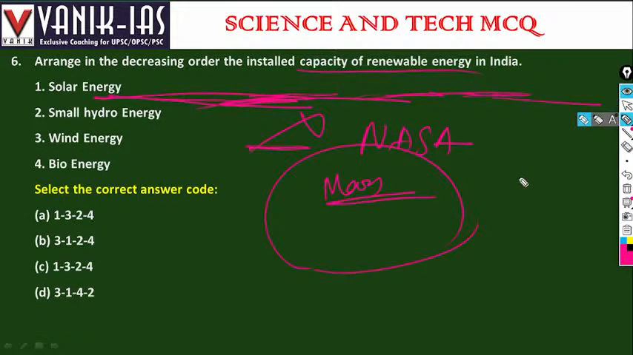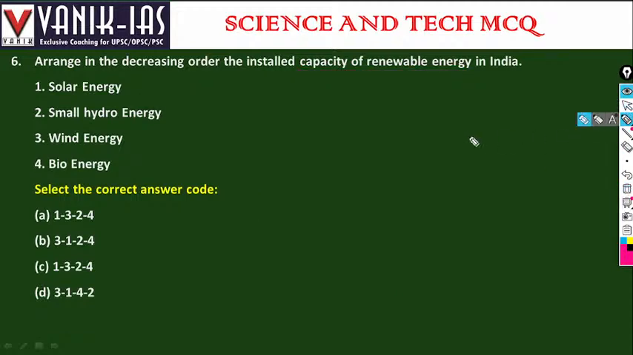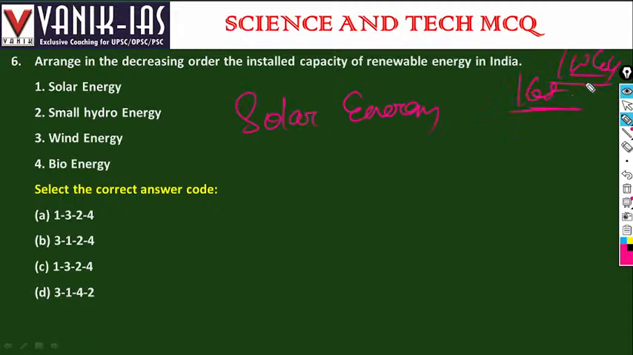Next, arrange the decreasing order of installed capacity of renewable energy in India. Obviously, solar energy will come first, because out of 168, the government has spent around 100 gigawatt on solar energy. Next is wind energy, next small hydro energy, then bioenergy. So solar energy is greater than wind energy.